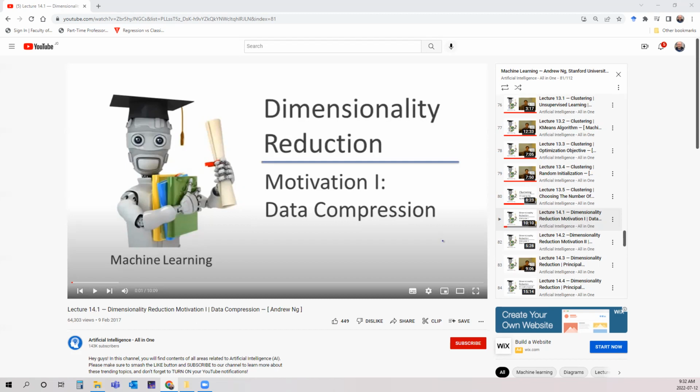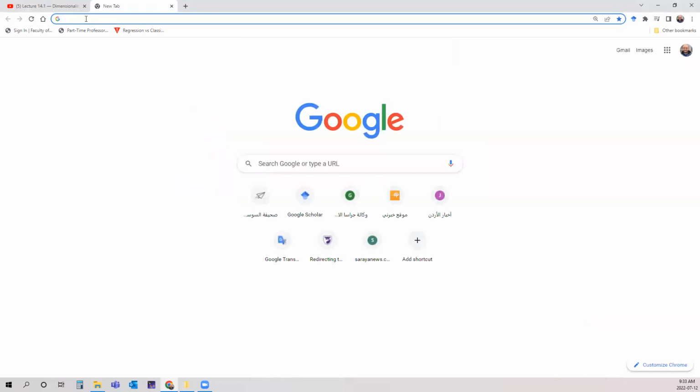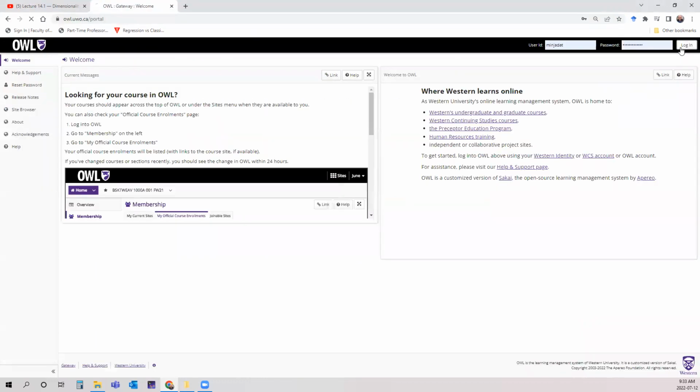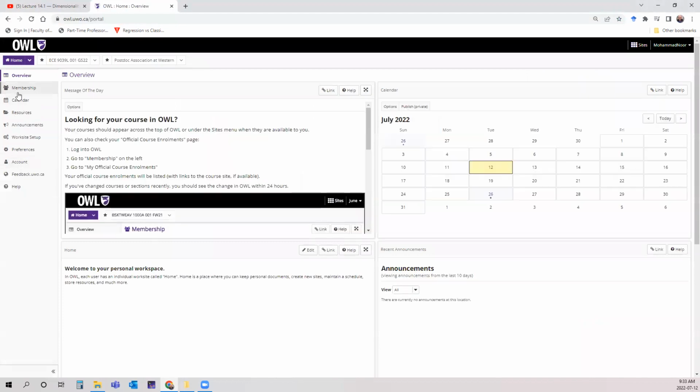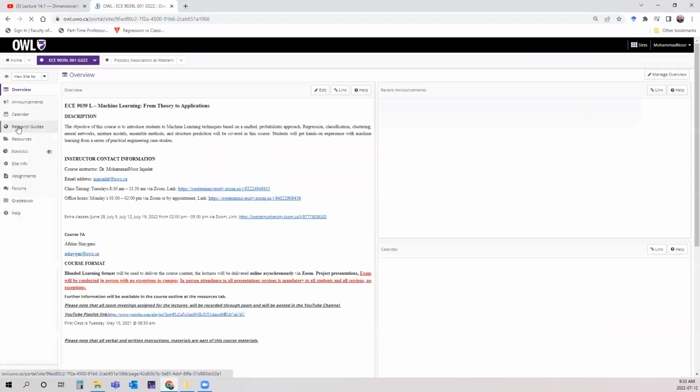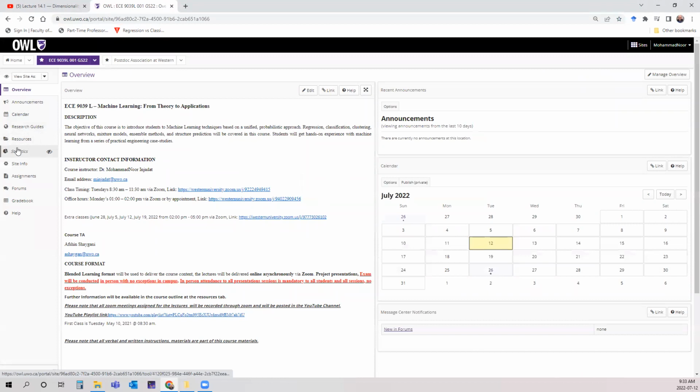Now we will go back to the dimensionality reduction. However, now we'll talk about the expectation maximization algorithm, clustering algorithm, and the mixture clustering models. The link for the new series is available in OWL at your course website. So it's here in the resources.